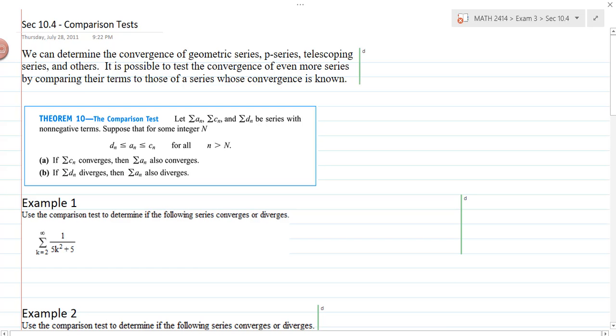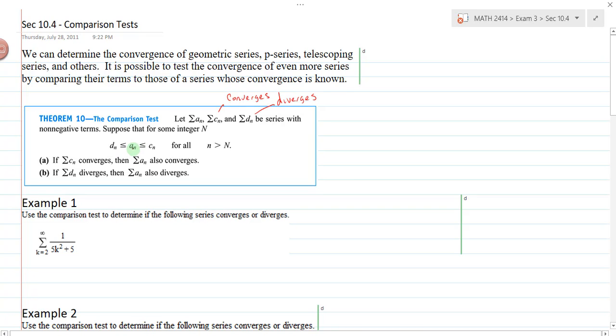The thing about the direct comparison test is that you have to know the convergence or divergence of the series that you're comparing to. So here we're going to let the sum of a sub n, c sub n, and d sub n be series with non-negative terms. Suppose that for some integer N, d sub n is less than or equal to a sub n is less than or equal to c sub n. The c here stands for converge. The d stands for diverges.